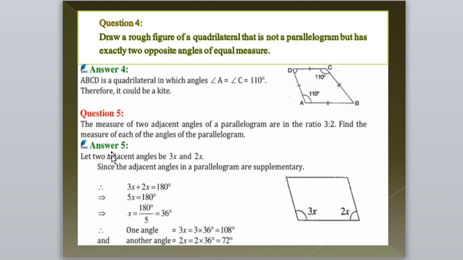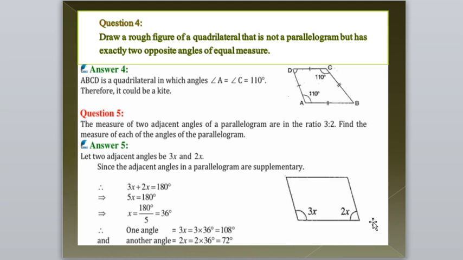In question number 5, it is given: the measure of two adjacent angles of a parallelogram are in a ratio 3:2. Find the measure of each of the angles of the parallelogram. It is given, the measure of two adjacent angles of a parallelogram are in a ratio 3:2. So the ratio of the adjacent angles is given here.